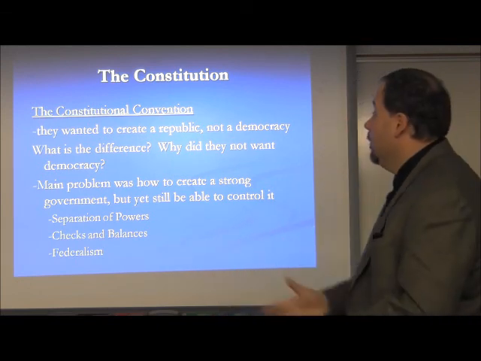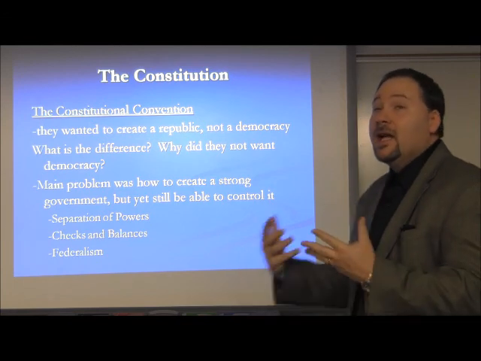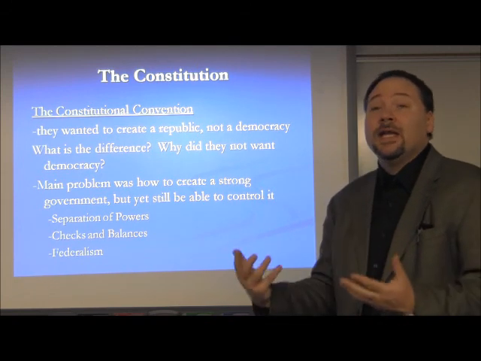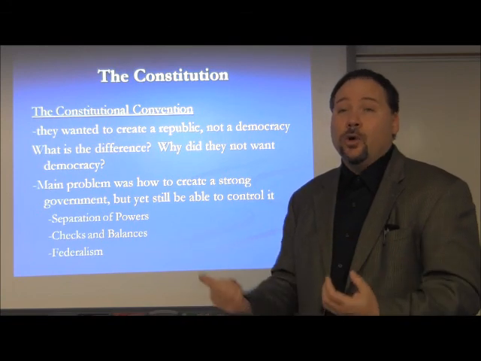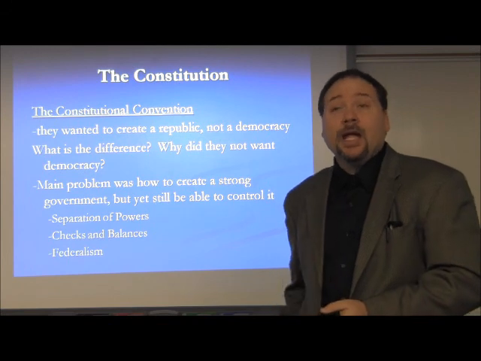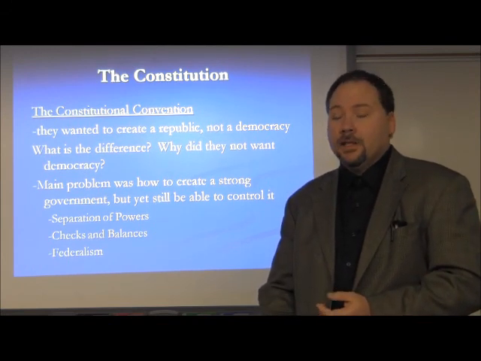So these guys are meeting in Philadelphia. They are some of the best minds that we have. The guy that's leading them is James Madison. He's known as the father of the Constitution. And they're setting out trying to create a strong government, but one that they can control. And they put these restrictions on it. And that's where we're going to end with the first part here. And then we'll continue with part 2.